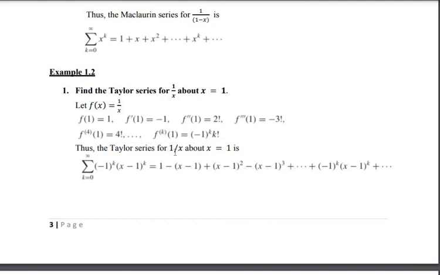Thus, the Taylor series for 1 by x about x is equal to 1 is sigma k is equal to 0 to infinity minus 1 the whole raised to k into x minus 1 the whole raised to k. That is equal to 1 minus x minus 1 plus x minus 1 the whole square minus x minus 1 the whole cube plus etc., plus minus 1 the whole raised to k, x minus 1 the whole raised to k, plus etc.